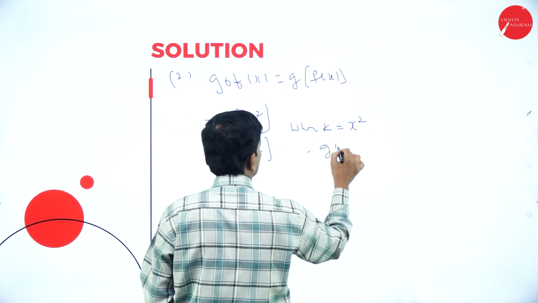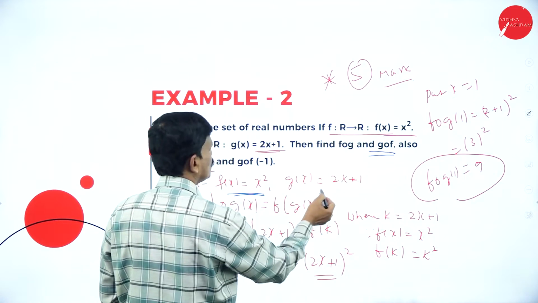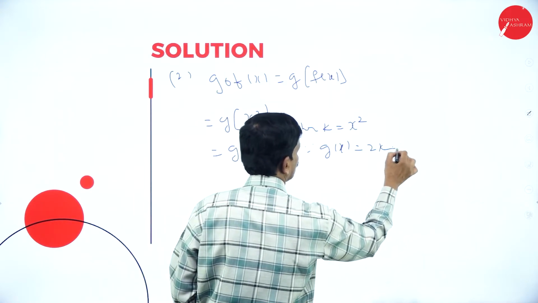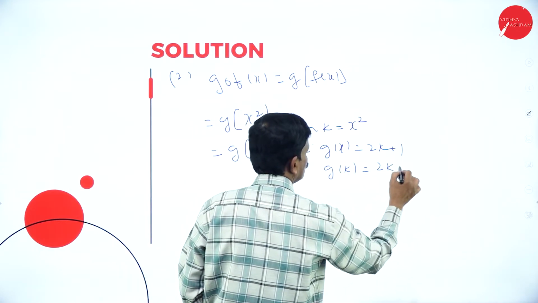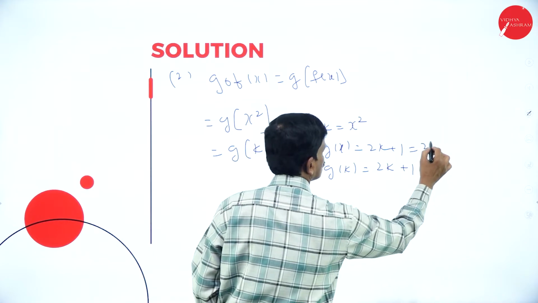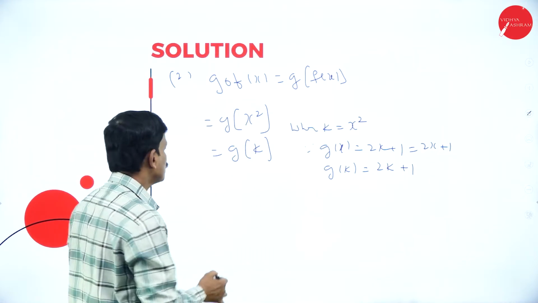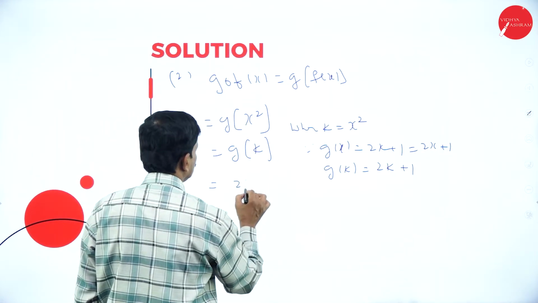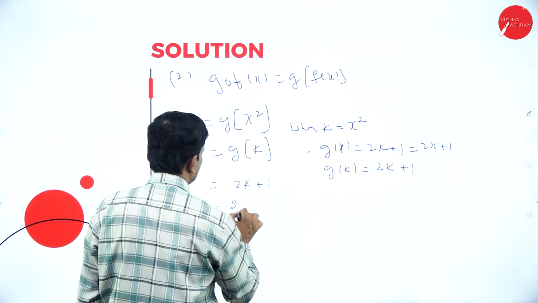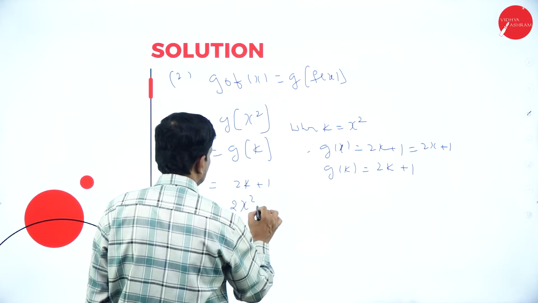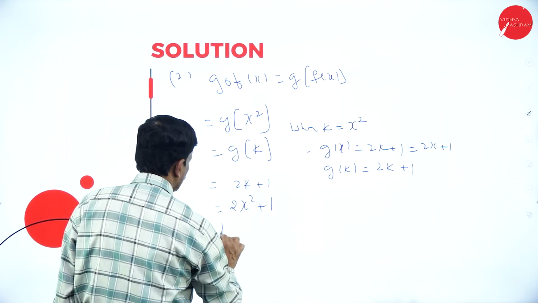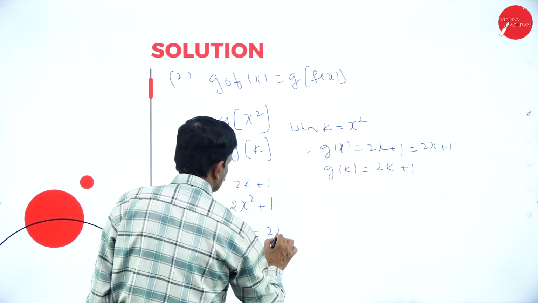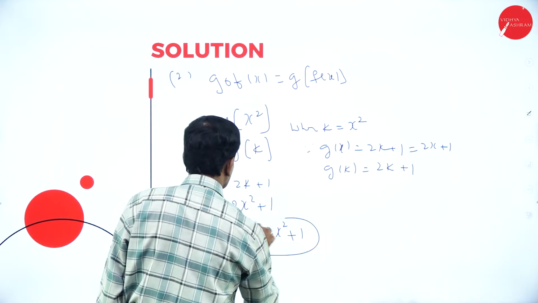Since we know what is g of x, g of x is given, g of x is equal to 2x plus 1. Now just replace x by k, then g of k is equal to 2 into k plus 1, this is 2x plus 1. So 2k plus 1, substitute here, what is g of k? 2k plus 1, 2 into, substitute k is equal to x square, plus 1. So therefore, what is this? g naught f of x is equal to 2 times x square plus 1, that's it.